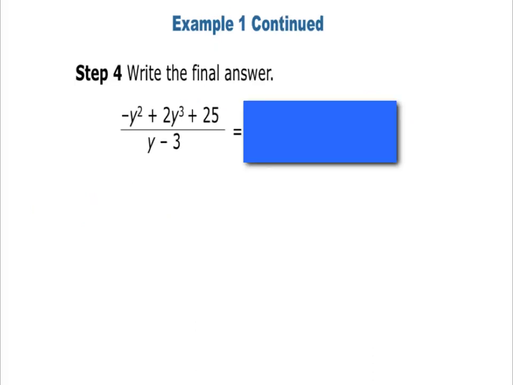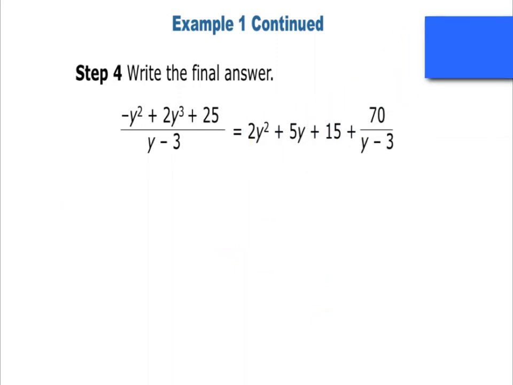Okay, folks, so our final answer is we are going to write it like this. So that means this divisor here, this binomial, divides into this trinomial with a quotient and a remainder of that.